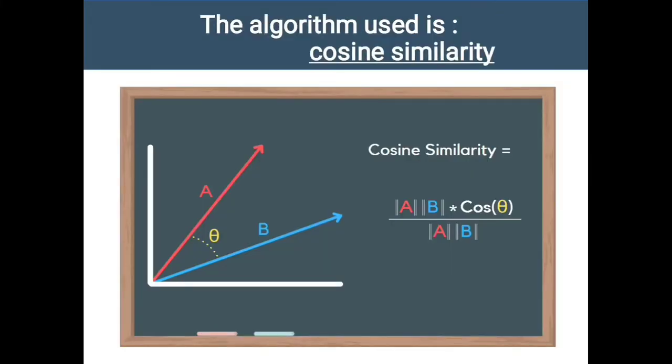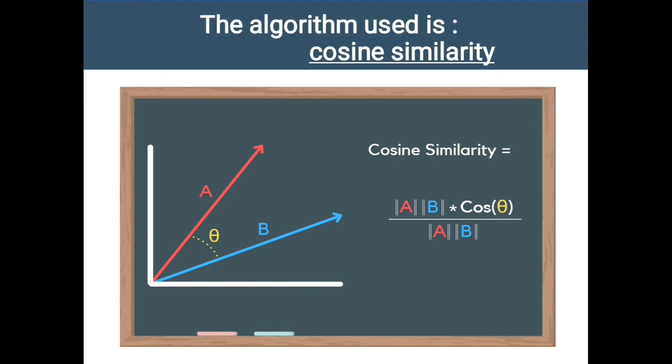In this project, the algorithm used is cosine similarity. Cosine similarity is a metric that measures the cosine of the angle between two vectors projected in multidimensional space. The smaller the angle between the two vectors, the more similar they are. For example, when the two vectors have the same orientation, that is, the angle between them is 0, the cosine similarity is 1, since cos 0 equals 1.